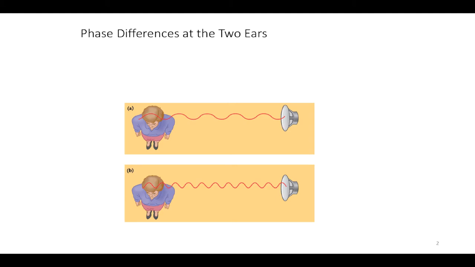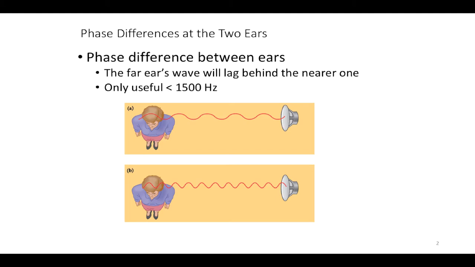And that is an additional cue for the location of a sound, figuring out which ear is closest to the sound. So all these three cues are all about figuring out which ear is closest to the sound and how close it is to the sound. So the distant ear's wave will lag behind the near ear. Because of that, the brain can sort of deduce the location of the person or object making the sound. Now this cue is only useful under 1500 hertz.